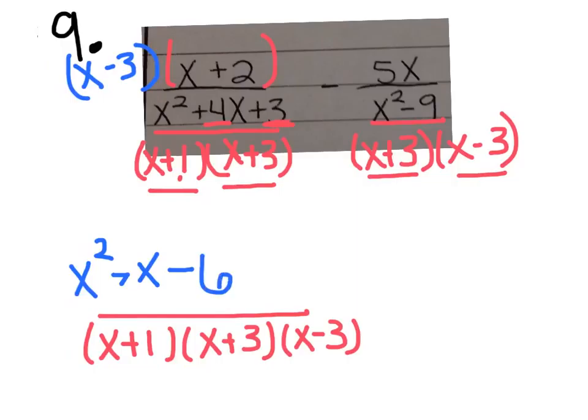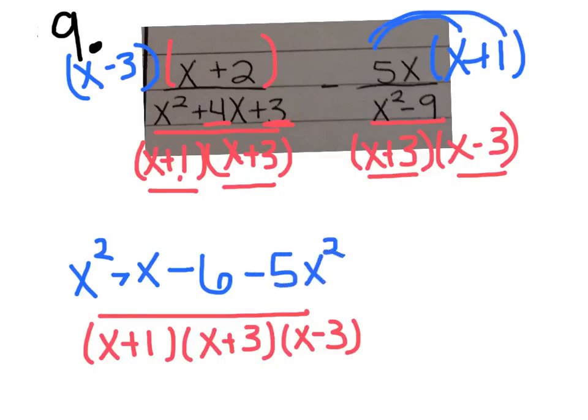And then over here, this second fraction is in need of the x plus 1. So we're going to multiply the negative 5x into that. And that's going to give us negative 5x squared minus 5x.